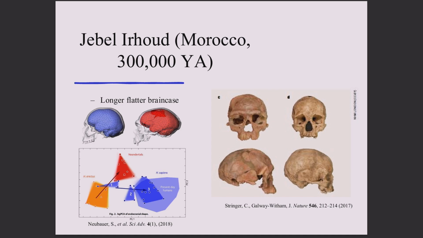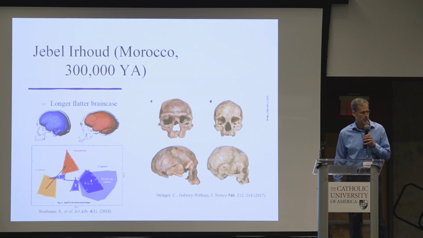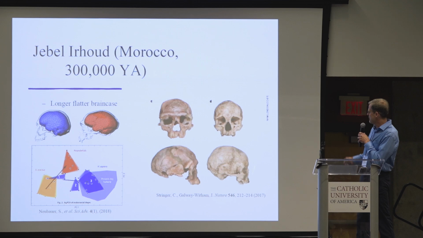Okay? Now the ones in Morocco, there was a bunch of these found. I think there were 7 or 8 of these. And if you look at them, this is one of the fossils that was found in Morocco. This is dated to 300,000 years ago. This was back in 2017, so it's relatively recent. And this is a modern human skull.